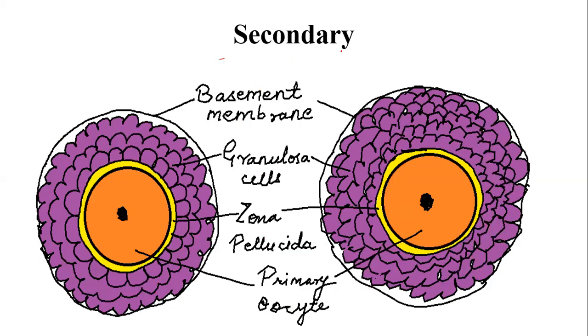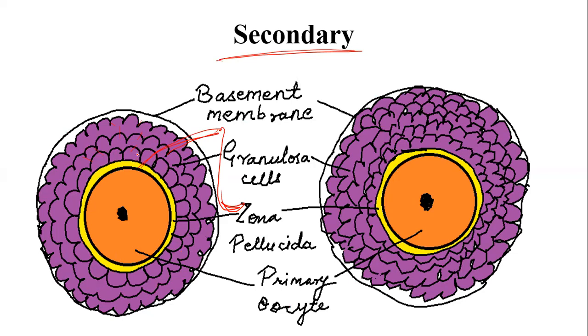Next is the secondary follicle. As you can see in this picture, two major changes are visible here. One is the layering of granulosa cells around the oocyte, and this yellow covering outside the oolemma of the oocyte is the zona pellucida, a protein layer around the oocyte. And the second major change is the increase in the number of granulosa cells, or the layers of granulosa cells around the oocyte. So these are the two major changes in the secondary follicle.